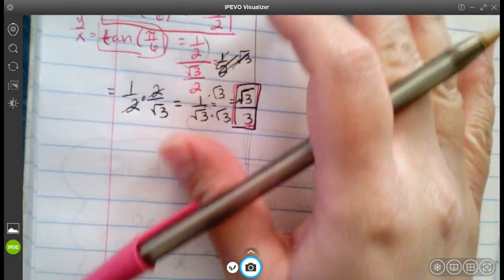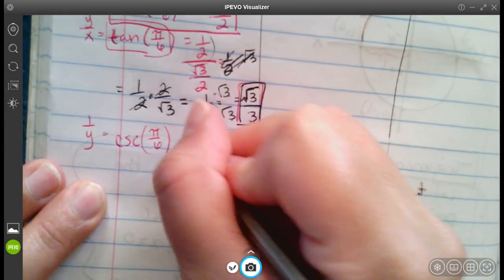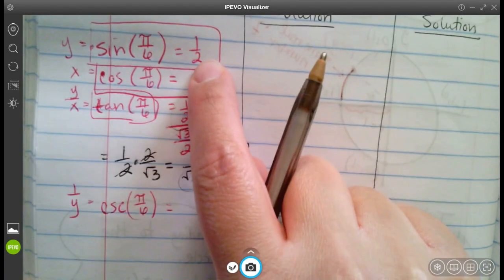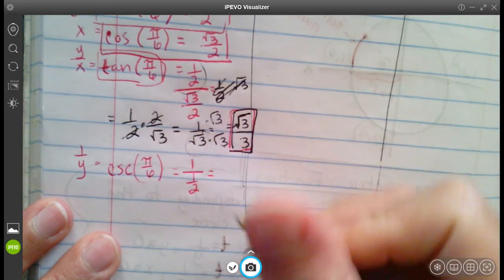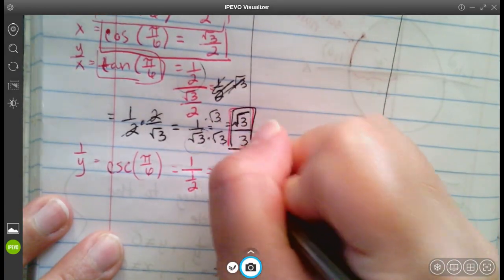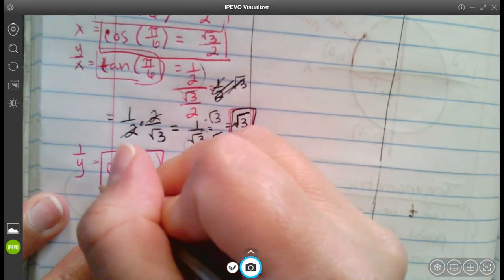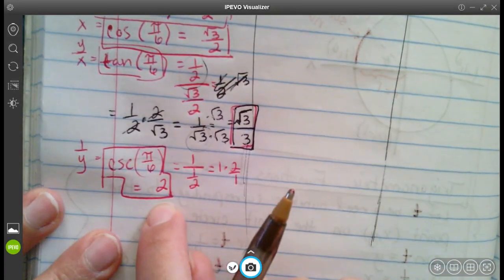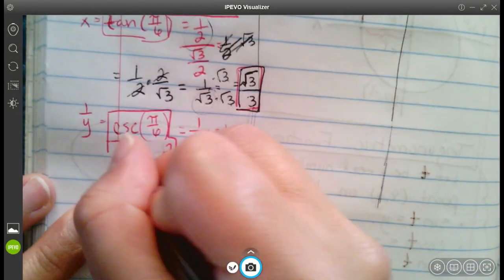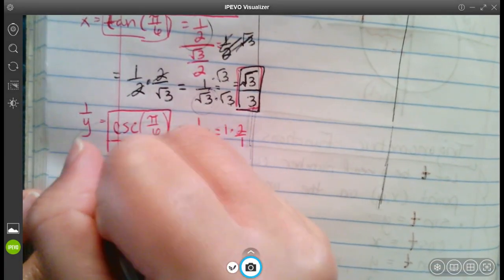Okay, so let's go ahead and do cosecant next. So cosecant of pi over 6. Remember, this is equal to 1 over y. So basically, it's going to be this number flipped. And we can show the work if you'd like. 1 divided by 1/2 is the same as 1 times 2 over 1, which is equal to 2. So 1 over 1/2, if I flip it, is the same as 2. Okay, so there's cosecant.